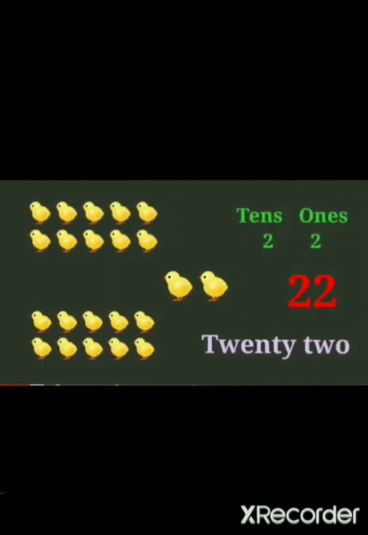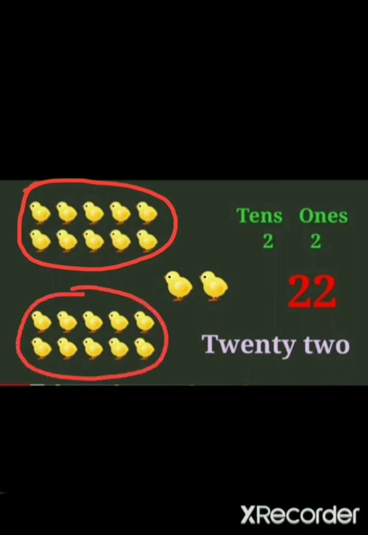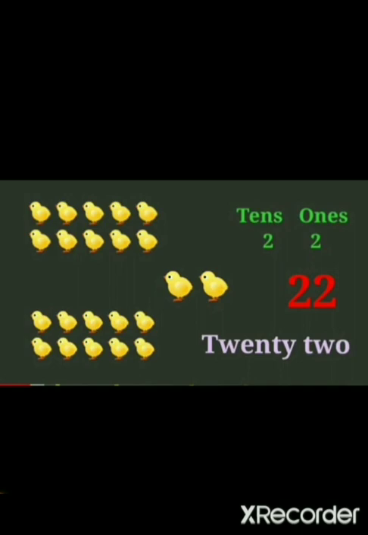Second example, here you can see group of 10 chicks and again group of 10 chicks. It means total 20 chicks, means 2 tens. Again you can see 2 chicks. You will write 2 ones. And the number is 22. The spelling of 22 is TWENTYTWO, 22.